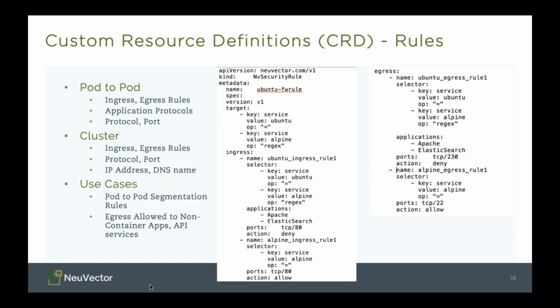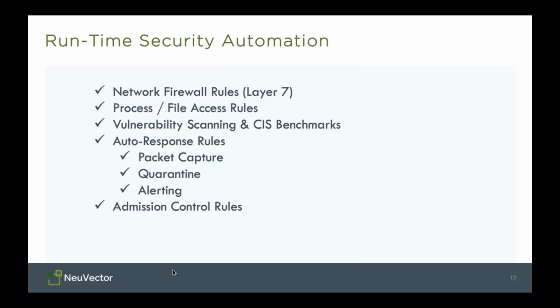You're also going to be able to specify in the CRD the process and file system rules that we talked about. So with the CRD construct, you can do full runtime security automation. The network firewall rules, all the process and file system rules, vulnerability scanning, the auto response rules to do packet capturing or quarantine, and even the admission control rules that we took a look at are going to be able to be created programmatically and maintained in a Kubernetes-native fashion.